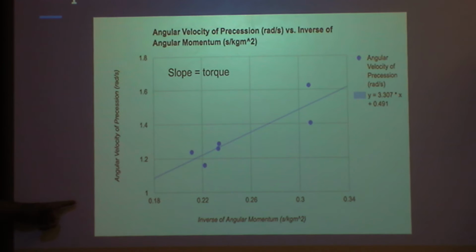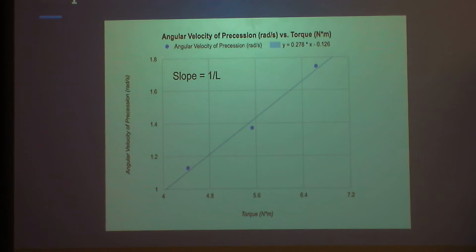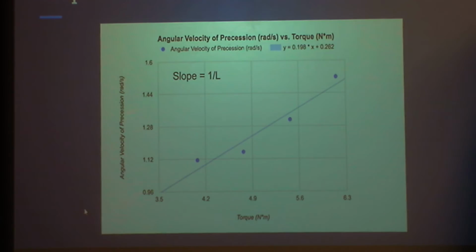Part two, we graphed angular velocity versus torque, and it was linear already, so the slope was 1 over the angular momentum, and then it was the same thing for the last part. So we varied radius instead of mass.